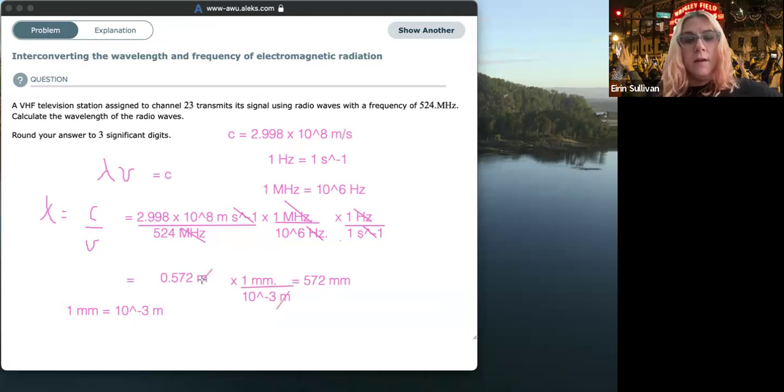If you were asked to convert, instead of from frequency to wavelength, from wavelength to frequency, again, you would just have to rearrange that equation. So if I was going to make frequency the subject, frequency equals C over lambda. It'd be the same kind of thing. I think that'll do on that one.